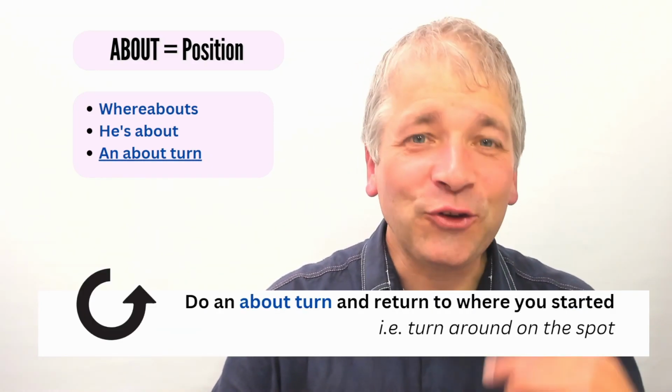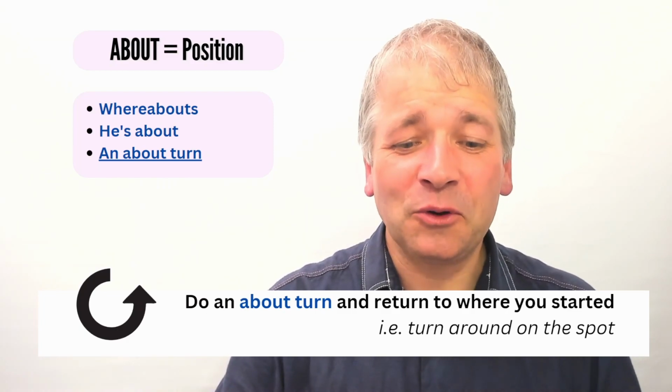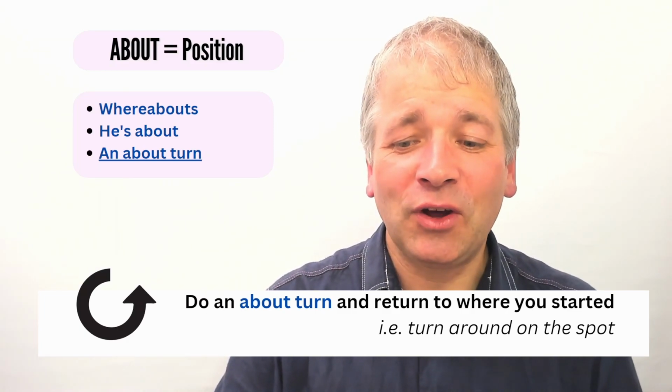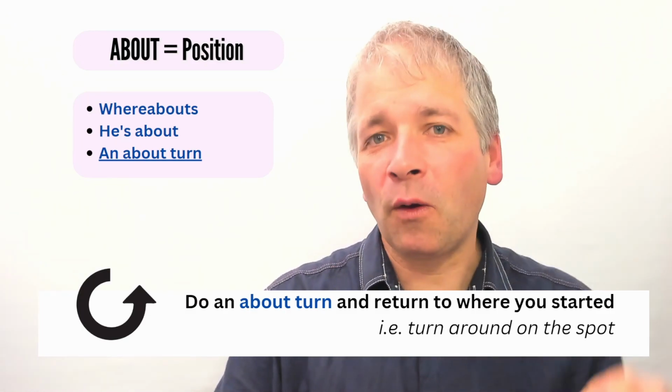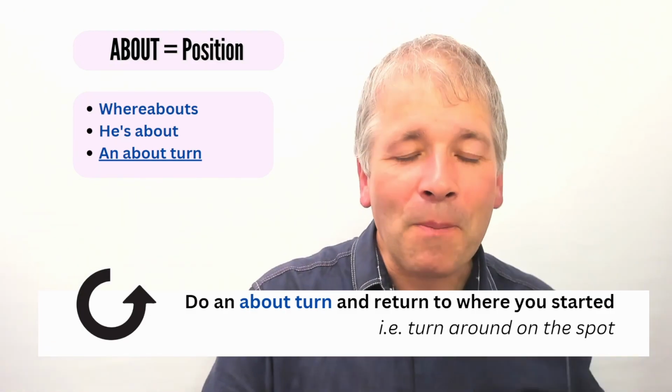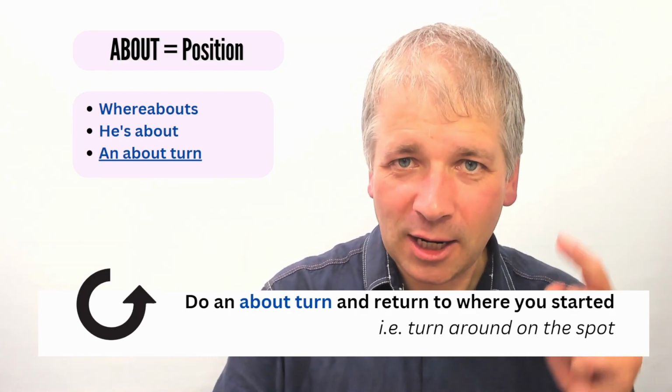And an about turn, for example, do an about turn and return to where you started. This means to turn around on the spot and go back the same way, an about turn.